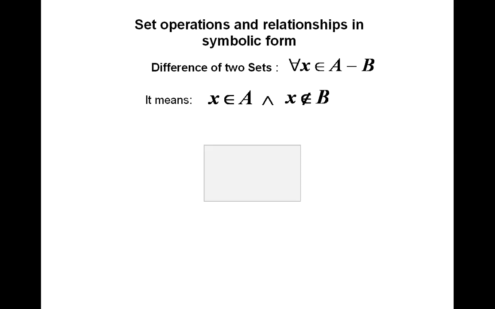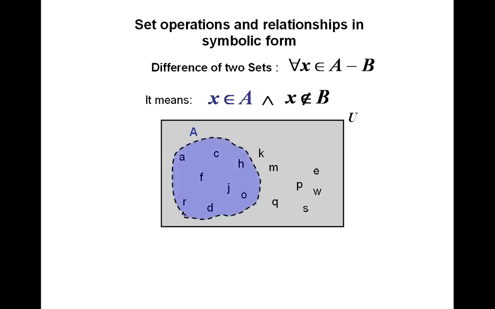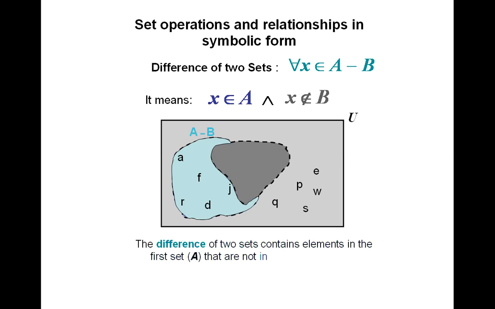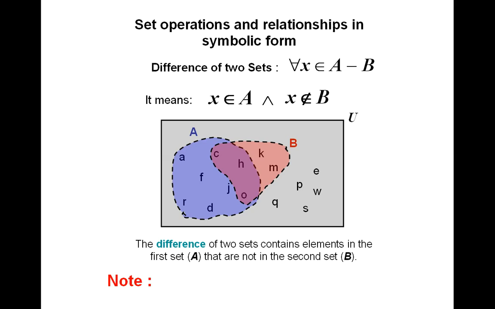Difference of two sets. For all x that belong to A minus B, it means x belongs to A, and x does not belong to set B. The difference of two sets contains elements in the first set, A, that are not in the second set, B. Note: the set A minus B can be obtained by this formula.